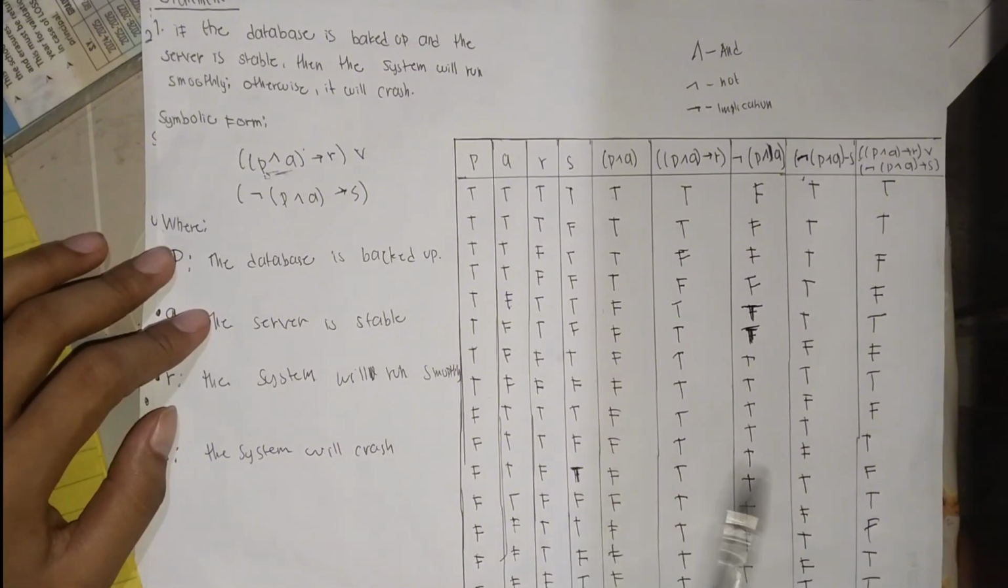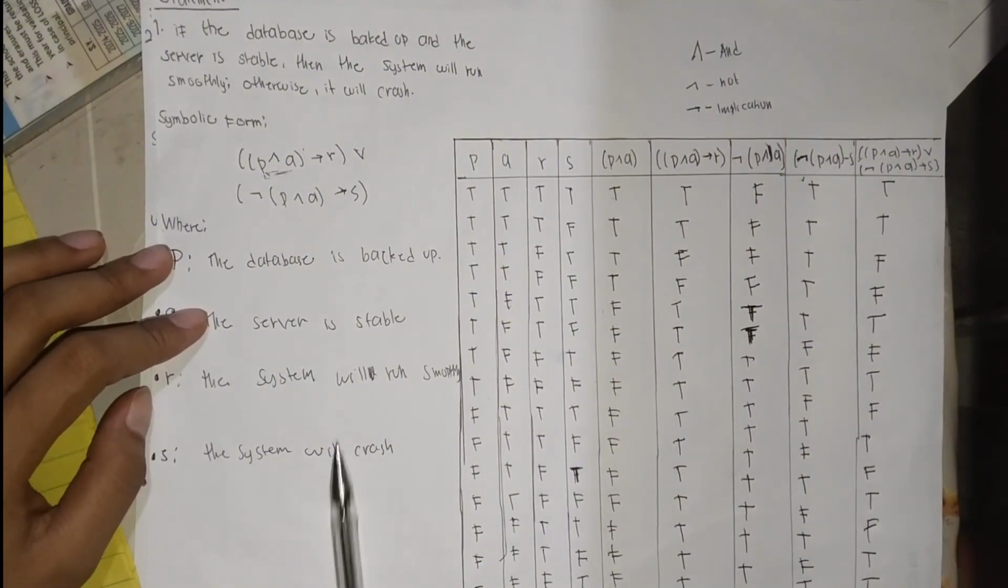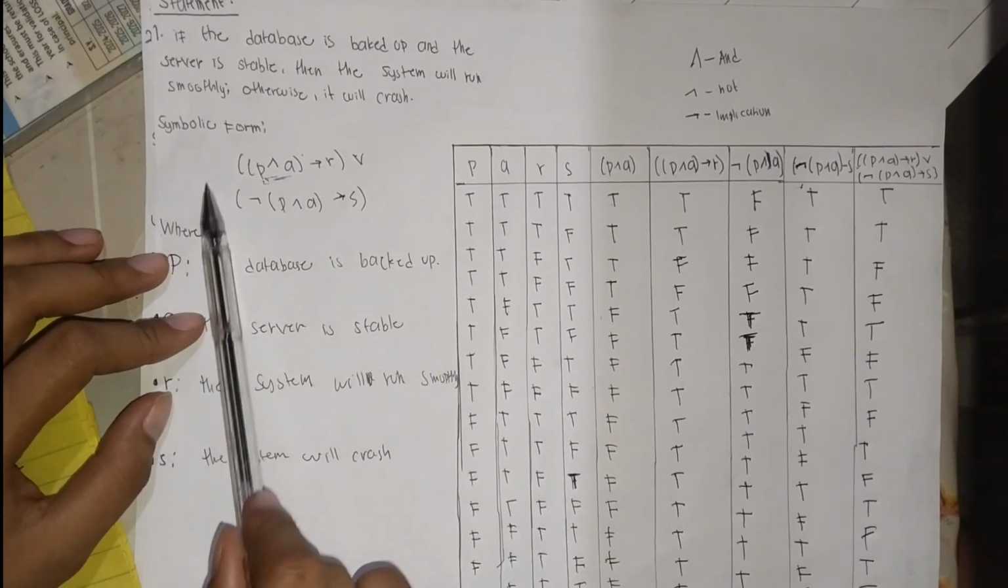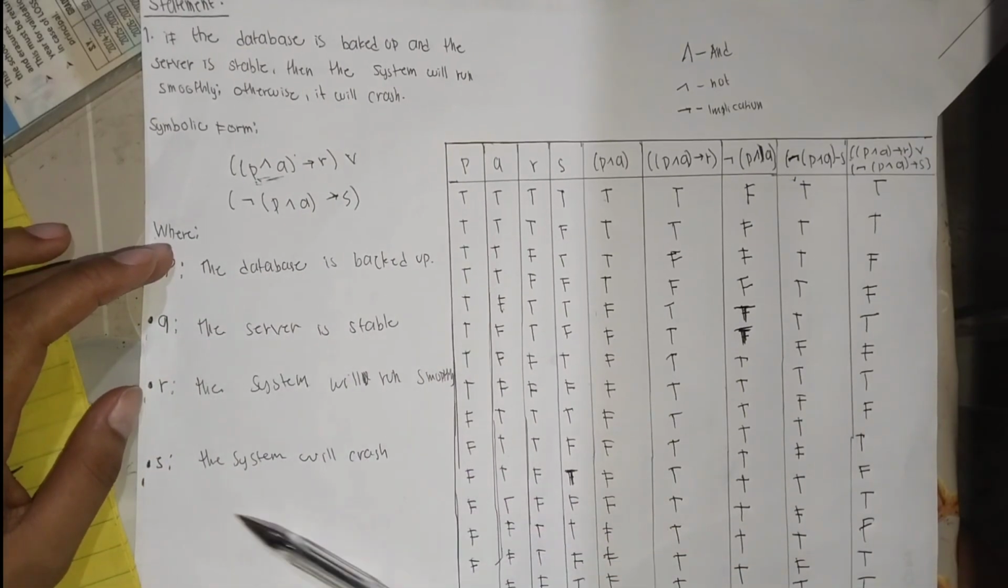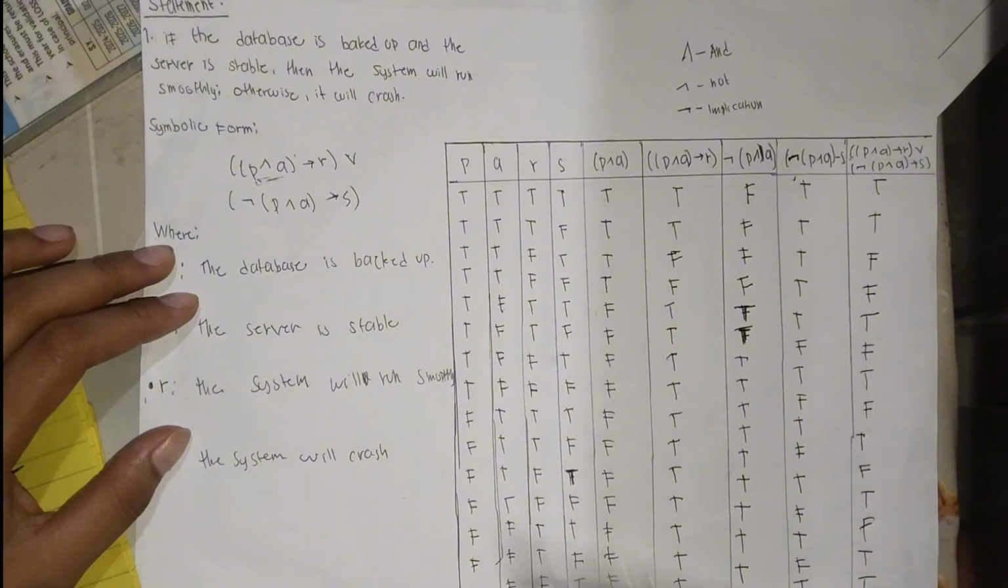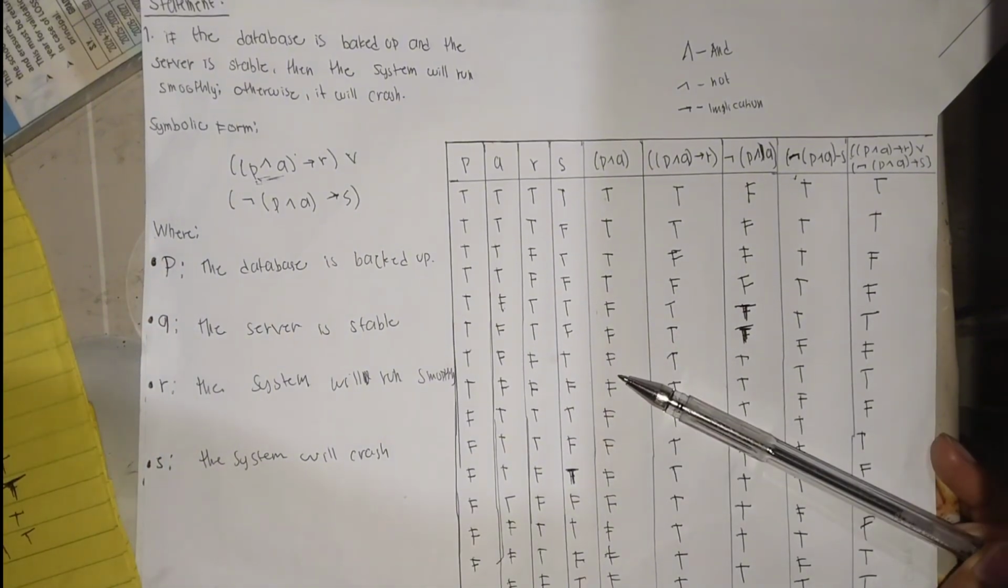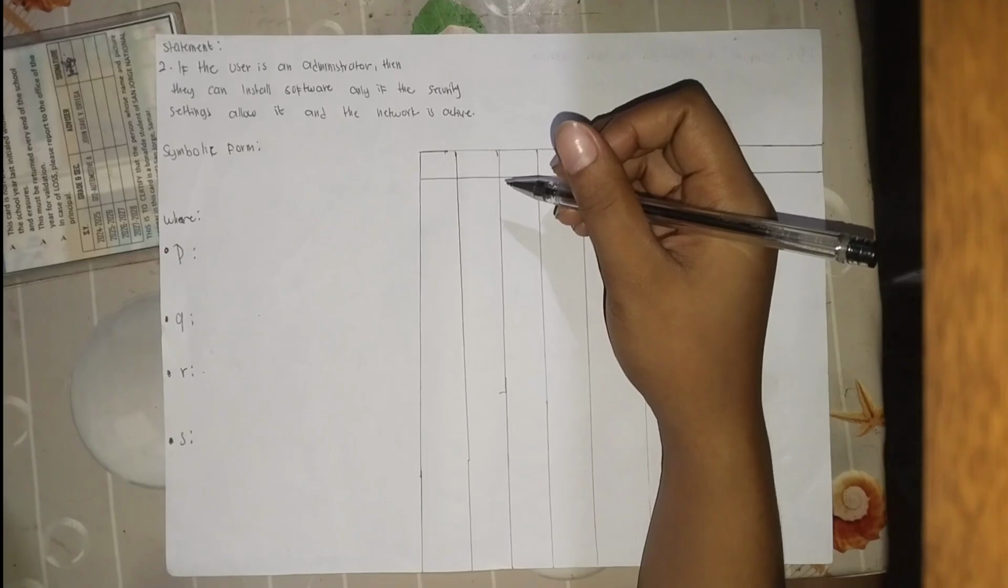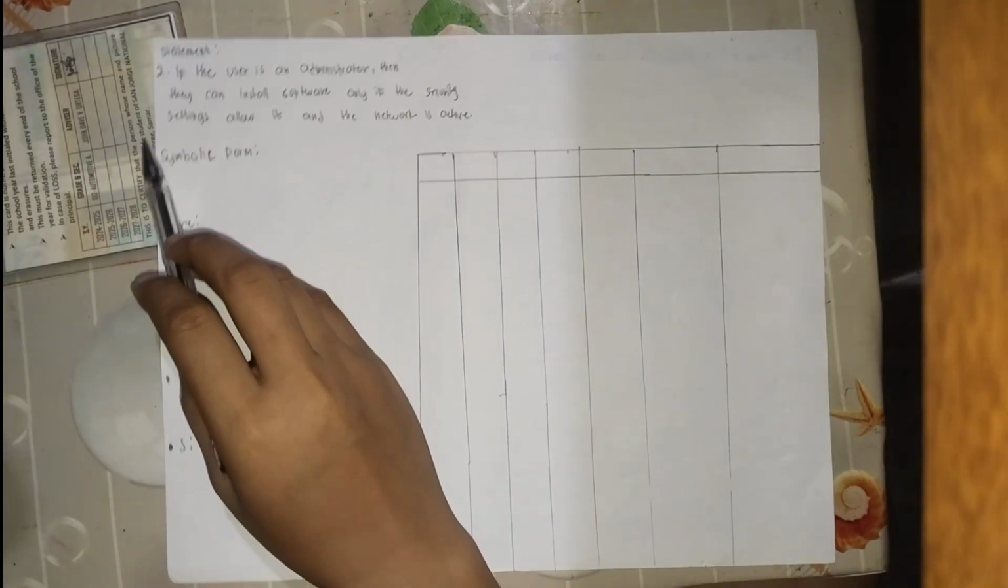So this is our truth table of statement number 1, and this is the symbolic form, and these are the variables P, Q, R, S. Then this is our truth table. So now let's proceed to number 2.